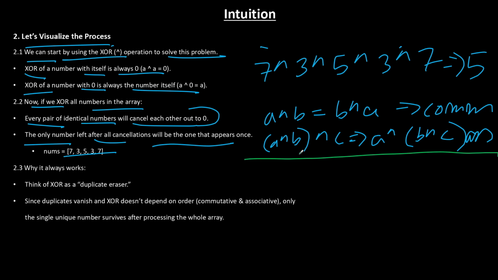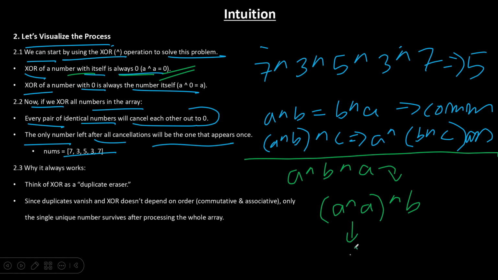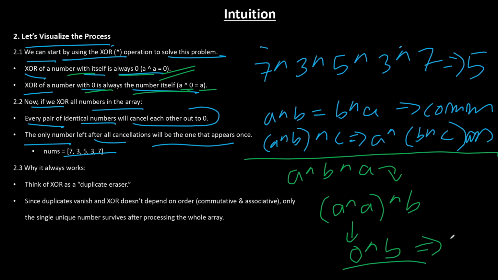Now, let's take an example to understand. Suppose I'm taking A XOR B XOR A. Fine. Now, using associative and commutative properties here, A XOR A XOR B, right? I've done the same thing, right? Now we know that the XOR of a number with itself is always 0, right? This property. So this will give us 0 XOR B, correct? And XOR of a number with 0 is always the number itself. A XOR 0 gives us A. So in that scenario, 0 XOR B will give me B.